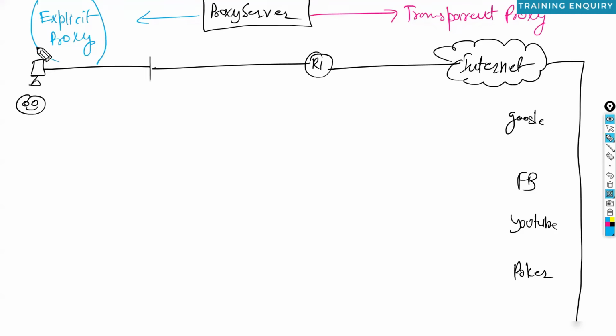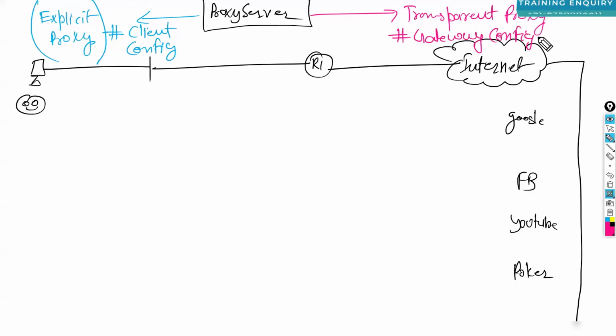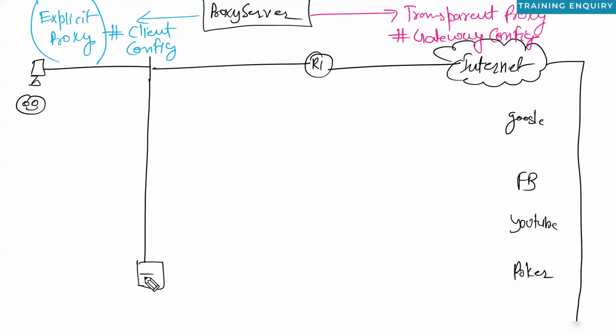When we deploy explicit proxy, at that time we need to do client configuration. In explicit proxy, we configure the client, but in transparent proxy, we have to configure the gateway. So either you will configure the client or you will configure the gateway so that you can give the traffic to the proxy server. Now here in the LAN environment, what will we do?